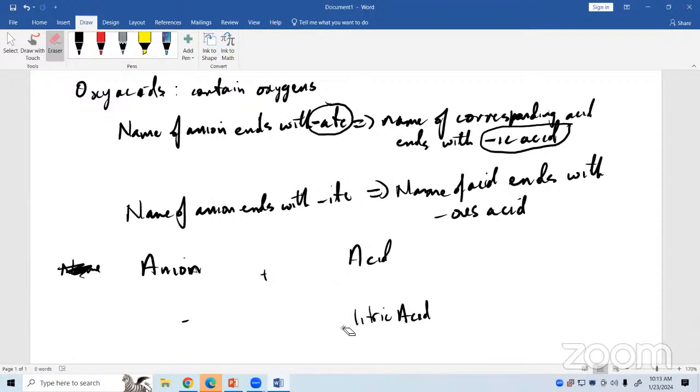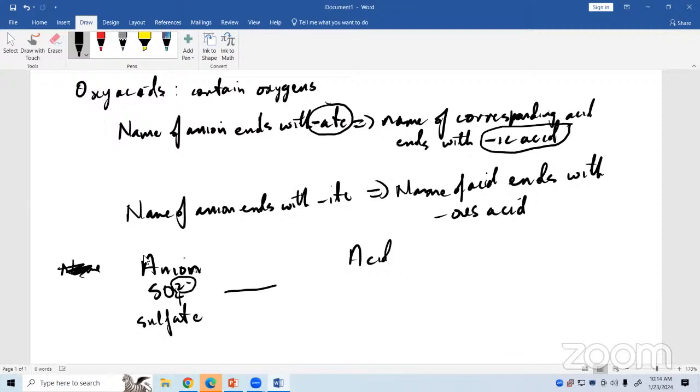So the other example I'm going to give here is SO4 2-. The name of this ion is the sulfate ion, all right? So the name, or I should say the formula for the corresponding acid. Now remember what I said. Whatever the number of negative charges that you have here, you add the same number of hydrogen ions.